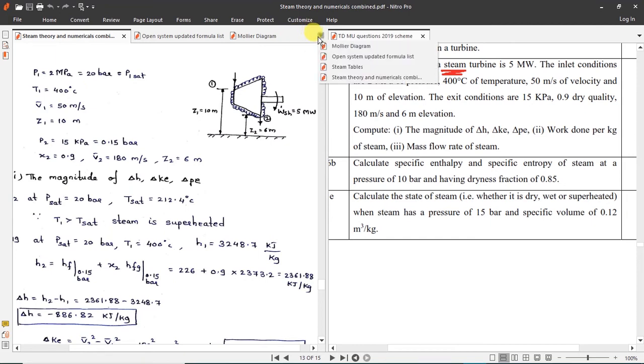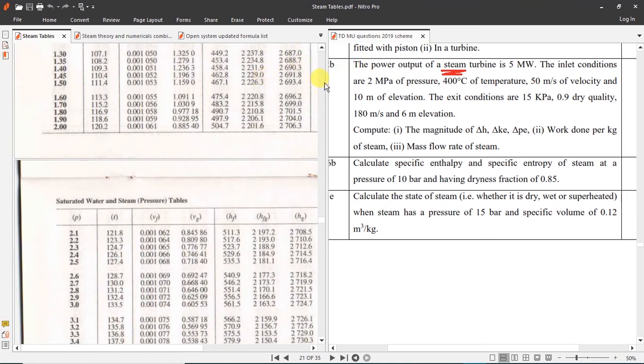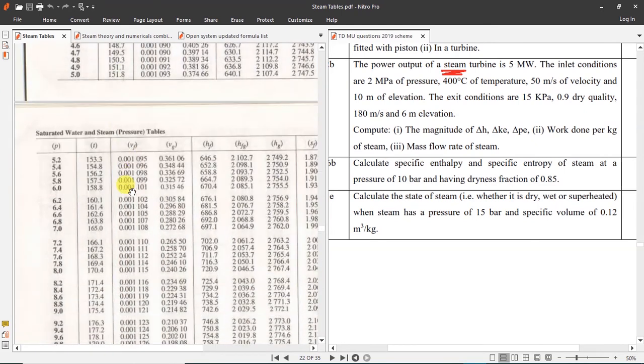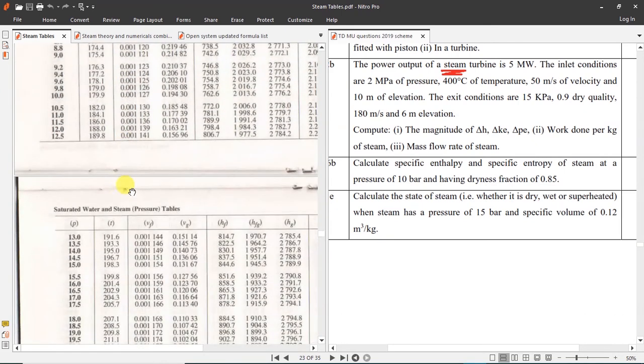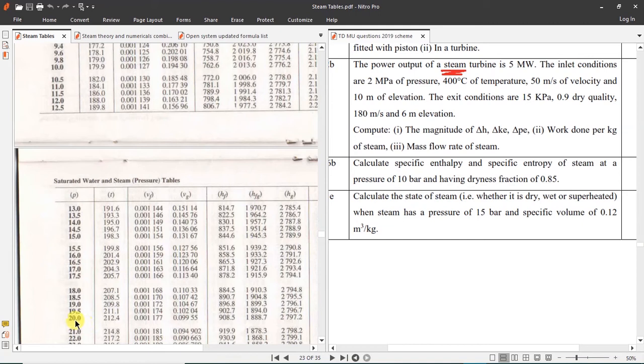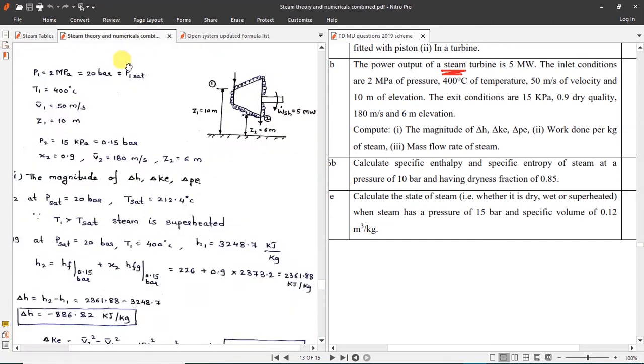Now quickly here we can do some analysis. We'll open the steam table. For 20 bar pressure, we'll go to the pressure. What is the saturation boiling temperature? 212.4. And what is the given temperature? 400. It indicates that the point number 1 steam is superheated steam. Again, this part is important. So the entering steam is superheated steam. It is not directly given in the question. From the steam table you will understand this.